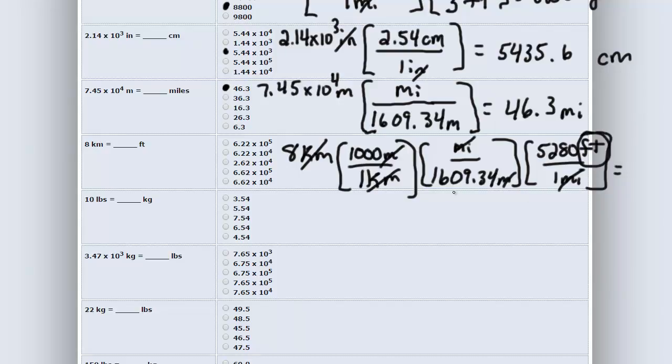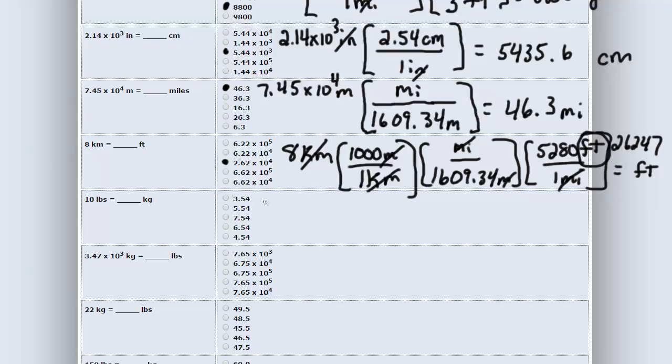So we just multiply. We have 8 times 1,000, and then divided by 1609.34, and multiplied by 5,280. I get 26,247. So 26,247 feet. Not enough room there to write it all. 26,247 feet. And bring that decimal point over 1, 2, 3, 4. So 2.6 times 10 to the 4.